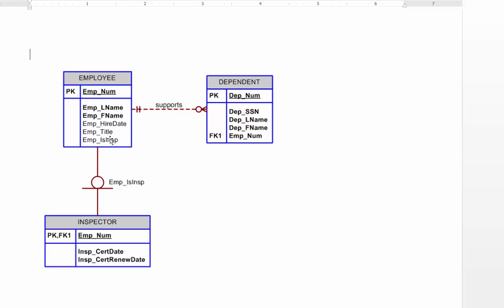Now, it is worth noting that if there's only a single subtype, the disjoint or overlap designation may be omitted. Also, when there's a single subtype, it is a partial. If it was identified as a total completeness, that would mean that every employee must be an inspector, in which an inspector would be a synonym for employee, not a kind of employee.